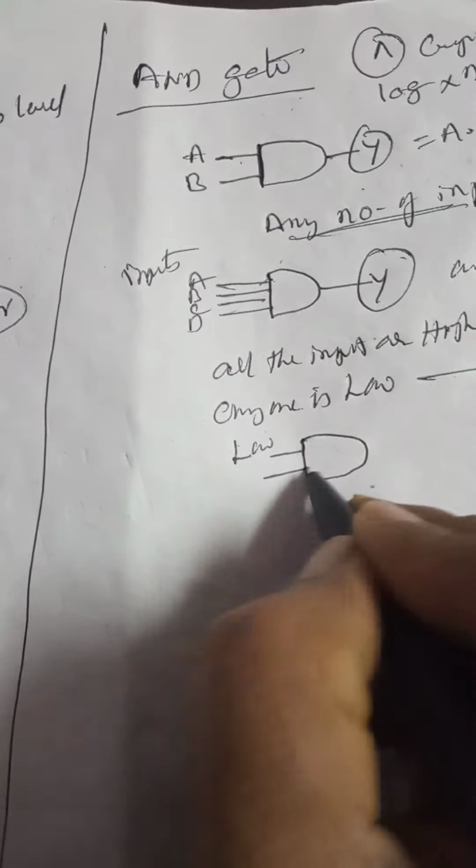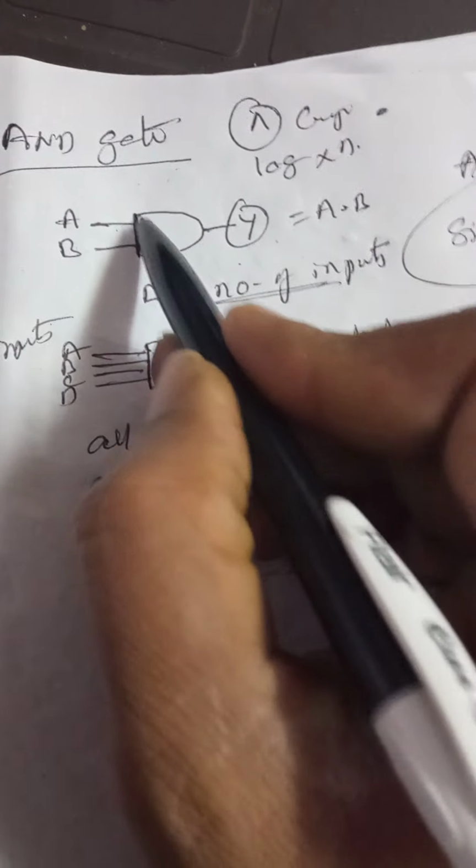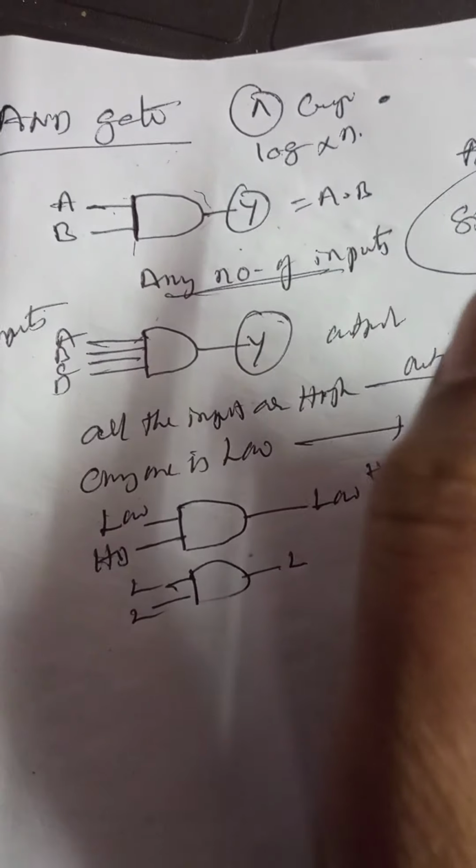Now when the two inputs are high, the output is high. When the inputs are low, the output is low only, right? This is the functionality. The AND gate is represented by a straight line with a capital letter D shape. This is nothing but a logical multiplication of the function.